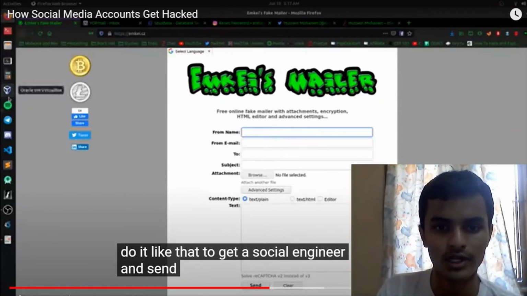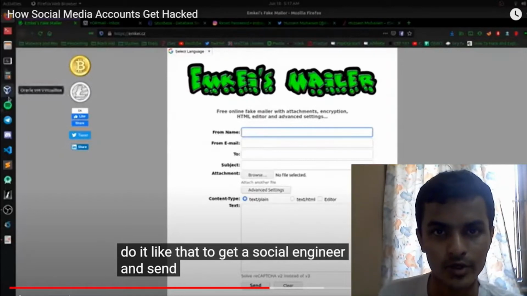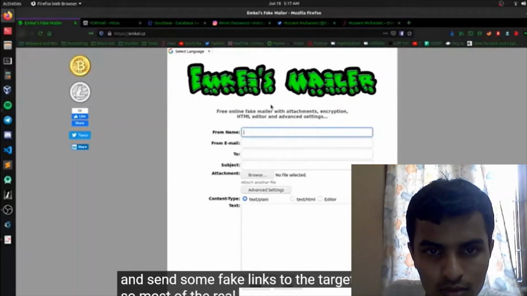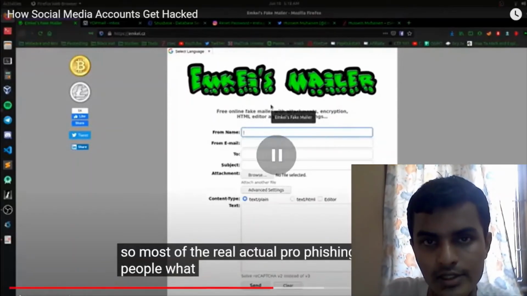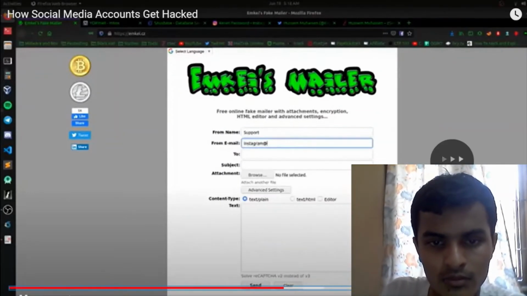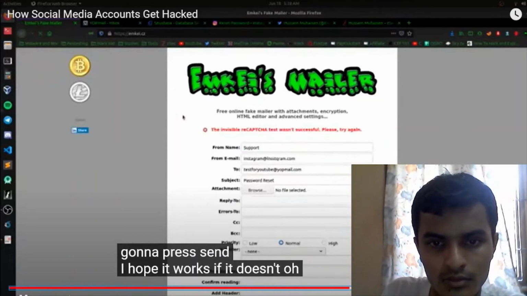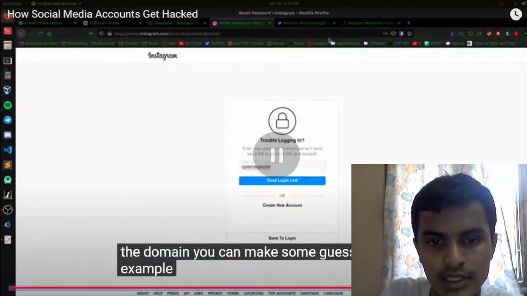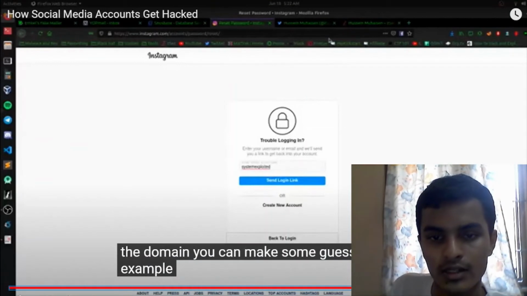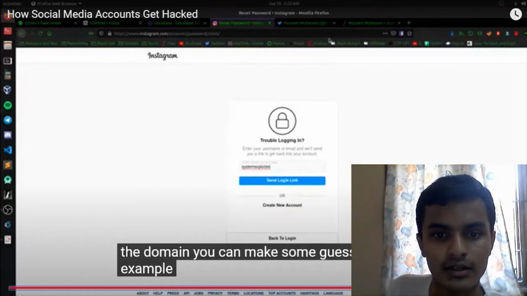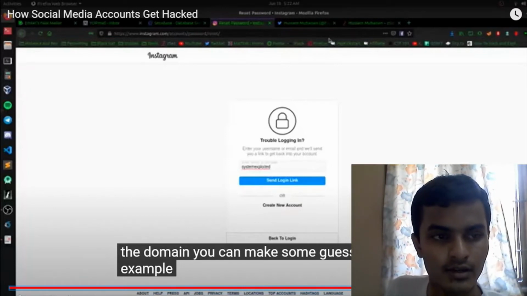So this is all about an account linked to Bitcoin currency. You may know cryptocurrency. So send some fake links to the target. So most of the real, actual pro phishing people, here he is using HTML. What they do, they get a mail server and they set it up. The domain, you can make some guesses. For example, see, here he is showing how you can crack the Instagram password or something. So it's very easy to crack it, for them, not us. And we have to learn more about that. And here is showing.